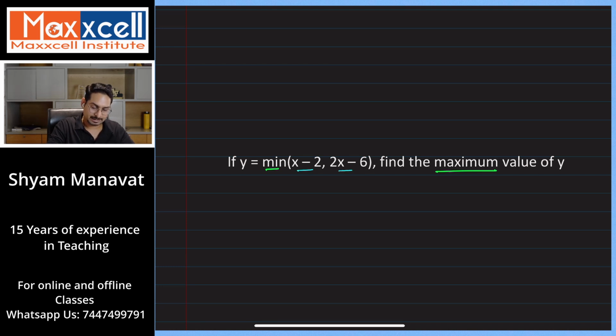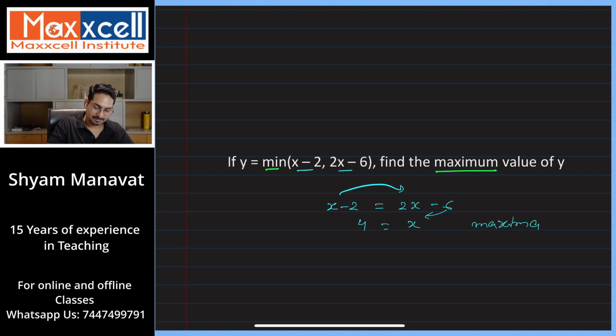Make this expressions equal. x plus x minus 2 equal to 2x minus 6. So what do you get here? If I take x this side, so 2x minus x is x, and 6 to the other side, this is minus 2 plus 6 is going to be 4. So x is equal to 4. What is that? This is maxima.